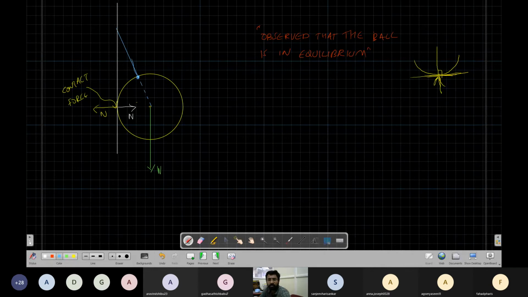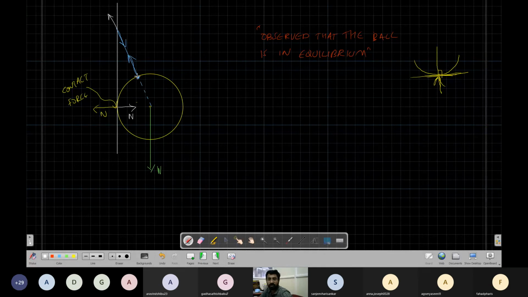This string will put a force like this on the wall. The string will put a force like this on the ball. Also, this string will put a force like this on the wall. Equal and opposite. The wall will put a force. So this is also in equilibrium. Now, the first thing is we have to find what are the different forces acting on this.